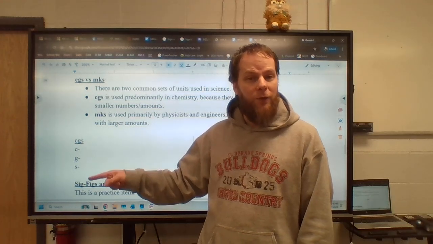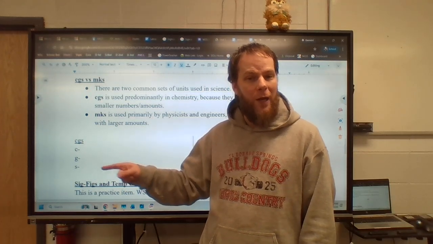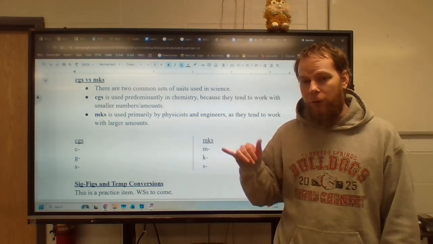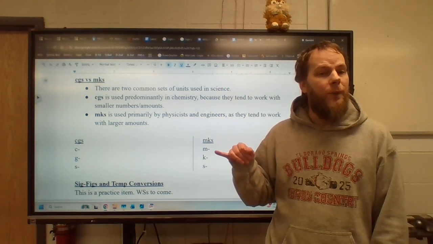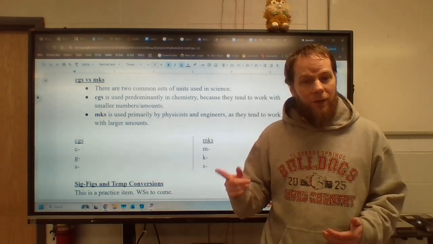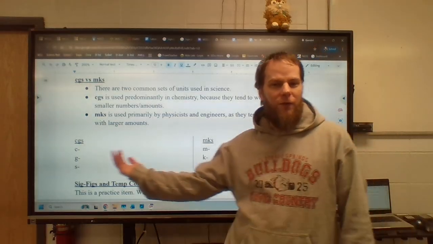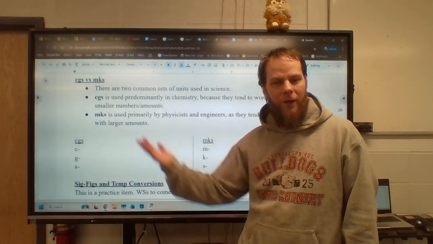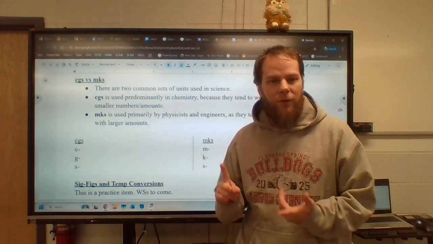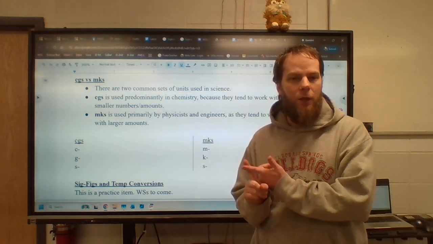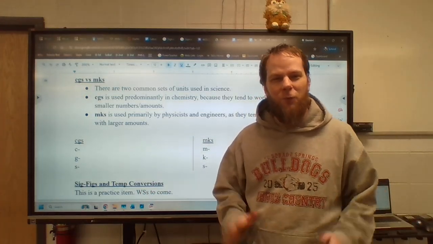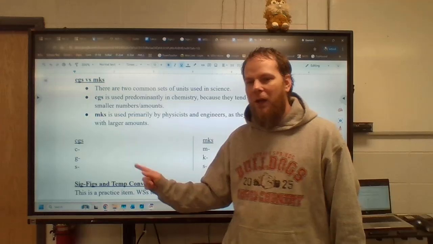And if you didn't write those down, you need to do that. Centimeters, grams, seconds. MKS, same order, length, mass, time, is going to be meters, kilograms, and seconds. Same basic idea. But there is a distinct difference between these two. CGS is smaller. A centimeter is less than a meter. A gram is less than a kilogram. Seconds is the same in both because getting anything less than seconds is really tedious.